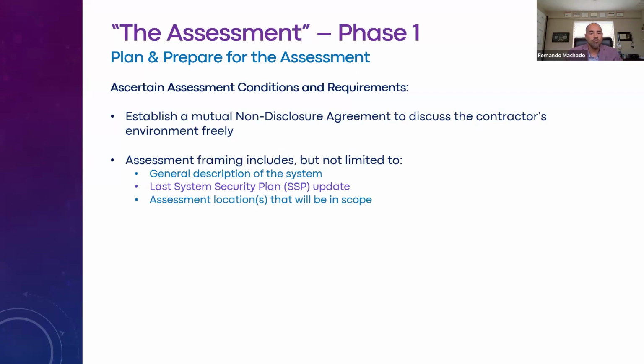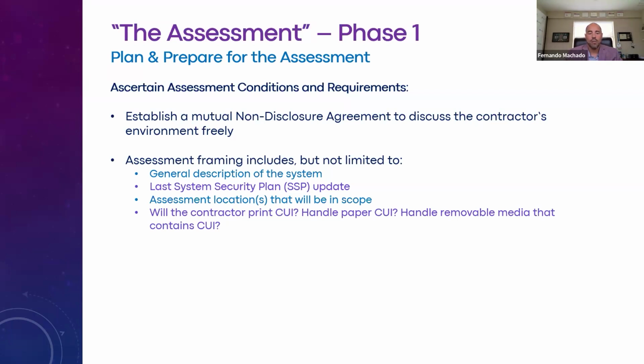Could it be 1 location? Could it be 2? Which locations are going to be processing, storing, or transmitting CUI? Will you be printing or handling paper CUI? What about removable media that contains CUI for some of you in manufacturing environments? And if so, how is that securely stored and destroyed?